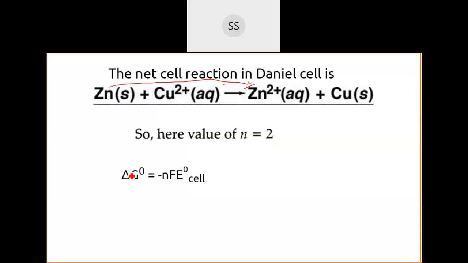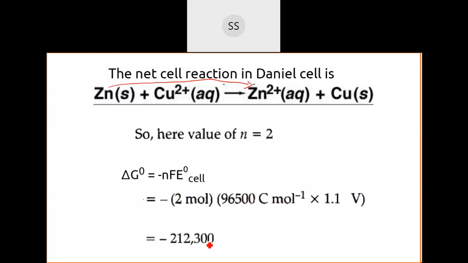Then take the equation delta G naught is equal to minus nFE naught cell. The n value is 2, so we can substitute minus 2 into 96500, the F value, into E naught cell, which is 1.1. Then when you multiply, this is the answer you will get, minus 212300 joule per mole, because these values are per mole of electron. We are doing the calculation for mole, so you write joule per mole.